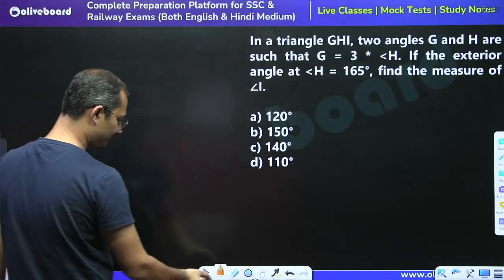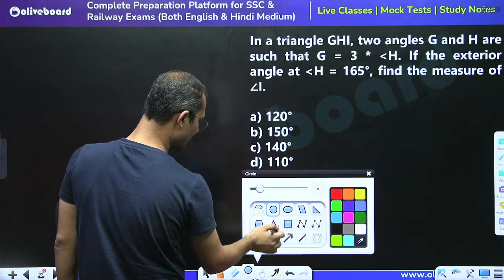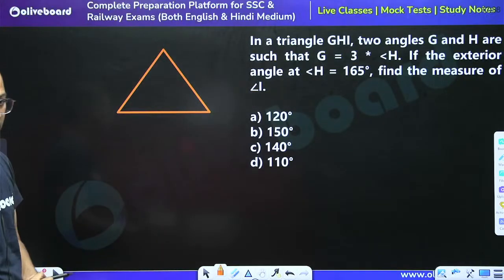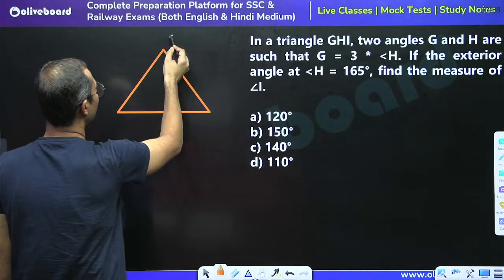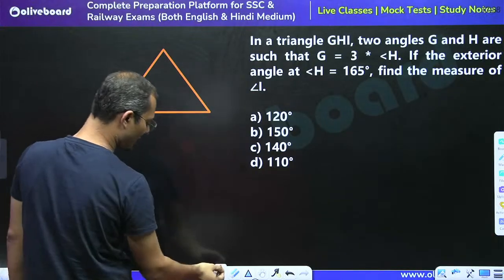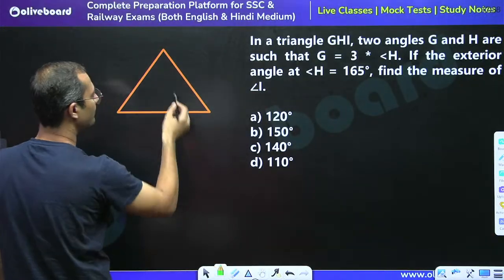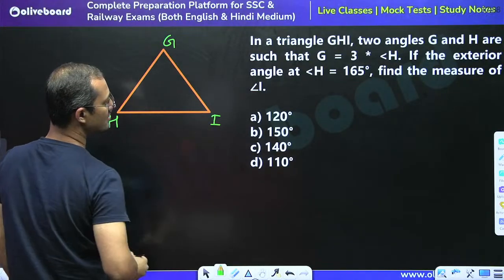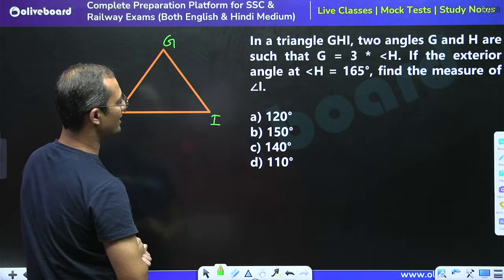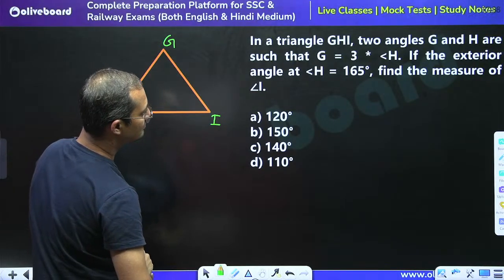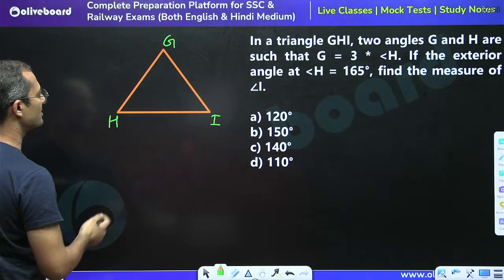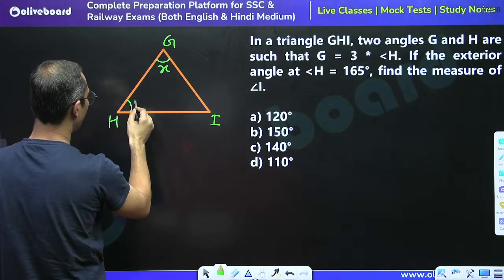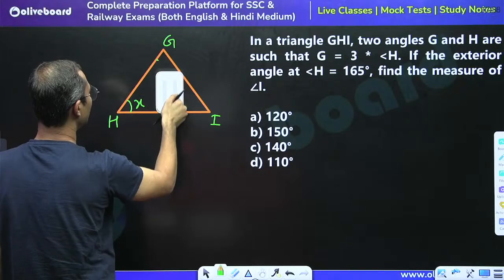See, try this question. There is a triangle. The name of the triangle is GHI, right? Two angles G and H are such that G is 3 times of angle H. If angle H is x, so we can say that angle G is how much?